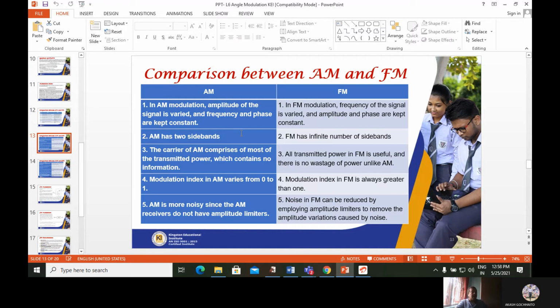Now, next point is that amplitude modulation has two sidebands. এখানে দুটো sideband আছে, আমি already explain করেছি. FM has an infinite number of sidebands. এইটা একটা disadvantage of the FM বলতে পারো. FM এর infinite number of sidebands আছে, মানে frequency content অনেক বেশি হতে পারে.